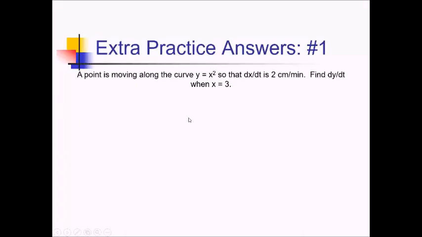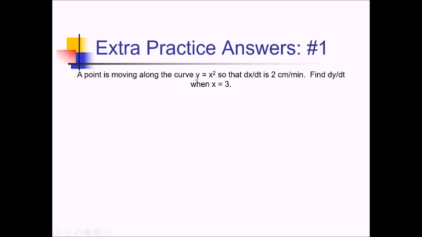For this problem, we have a point moving along the curve y equals x squared, and we're given the rate of change of x with respect to time. We want to find dy over dt when x equals 3. So this is definitely a related rates problem. We've got one rate of change, and we're trying to find another one. So we're going to set this up by implicitly differentiating everything with respect to time.